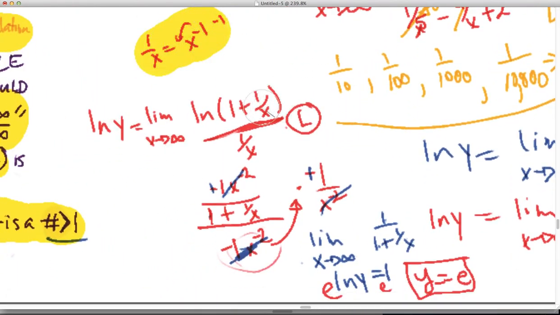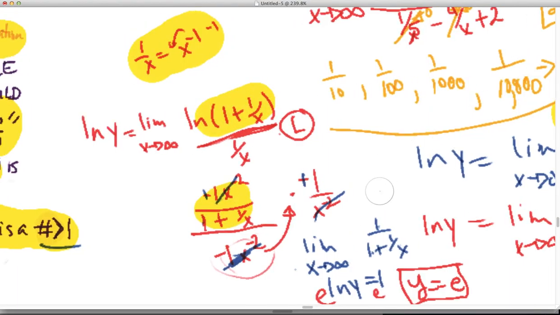Derive the bottom, and then derive this, simplified to get this. And then when we plugged in infinity, we got 1 over infinity, which is 0. 1 over 1 is 1. So we had natural log of y equals 1. How did we get rid of that? We e'd both sides. So the e and ln cancel, and y is equal to e to the 1. All right. That is not a negative sign for those of you that think that's a negative sign right there. It's just an equal sign.